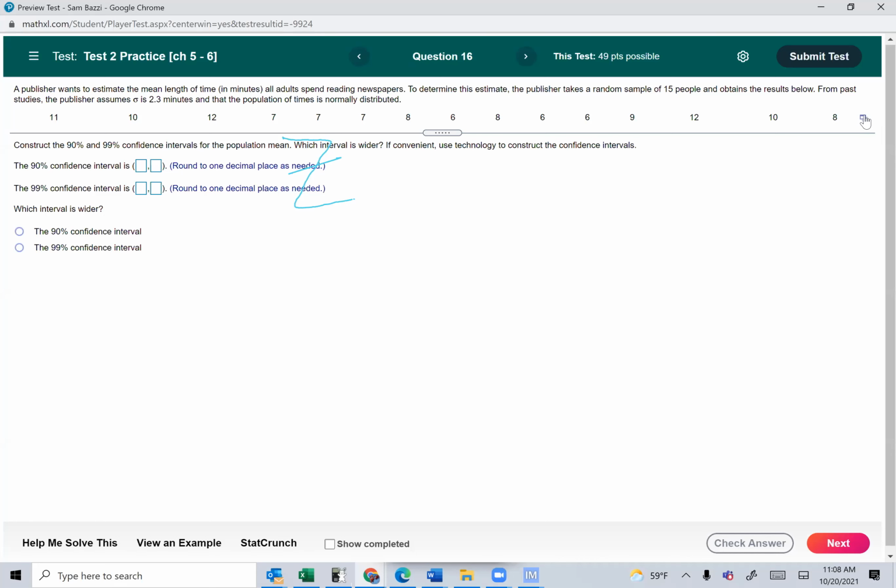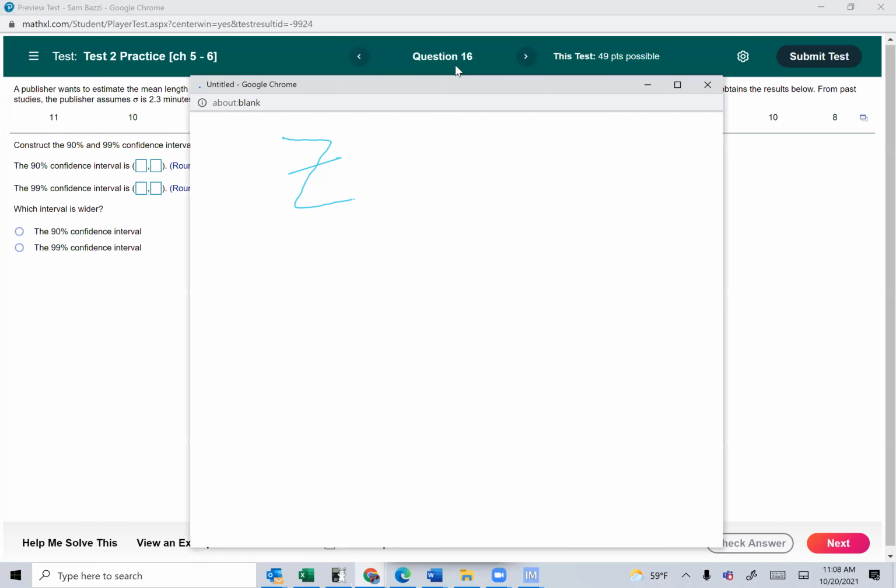Well, actually, I'm going to show you how to do this. You put the data in L1 and then run a Z interval. I'm going to show you how we could use StatCrunch while doing the homework as well. Watch.